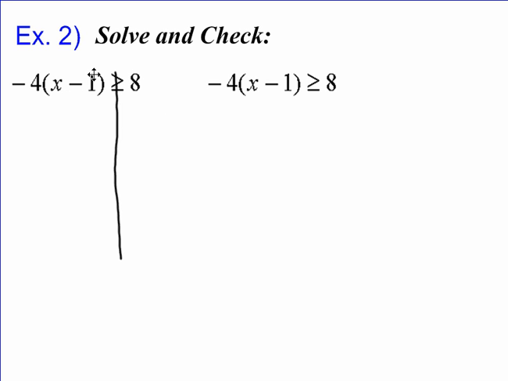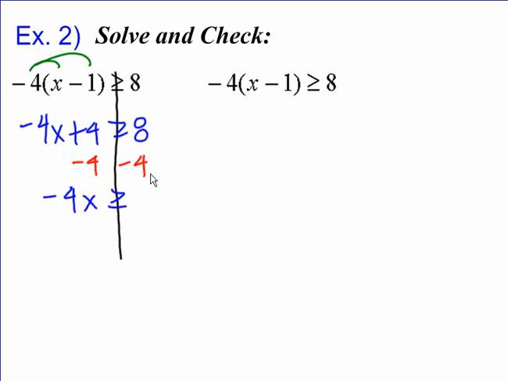The first way would be the normal way you would normally do, which is to distribute. So negative 4 times x is negative 4x. Negative 4 times negative 1 is positive 4, greater than or equal to 8. Let's continue with this one, and I'll show you another way in a second. Our next step would be to subtract 4 from both sides. Again, that doesn't touch the inequality, so we get negative 4x is greater than or equal to 8 minus 4, which is 4. And then the next thing we would do to get x alone is divide both sides by negative 4.